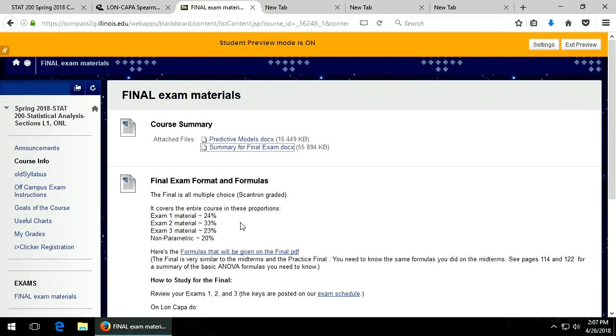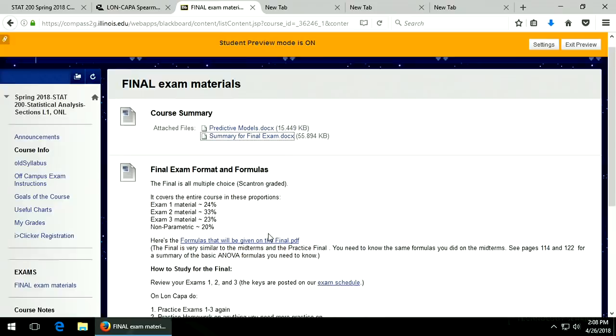I've pretty much written all of it, and this is how it breaks down so far. 24% is on exam one material, 33% is on exam two material, that was a bit longer exam, 23% on exam three, and even though the non-parametric stuff was really short, I wanted to include at least 1/5 of it on that because you haven't been tested on it elsewhere. So 20% is on that.